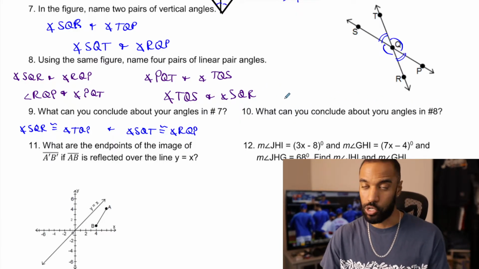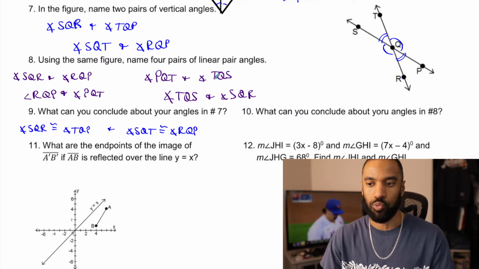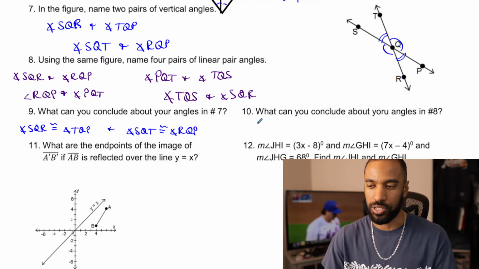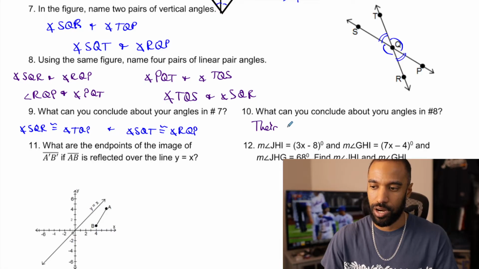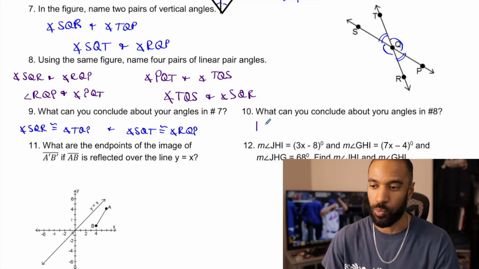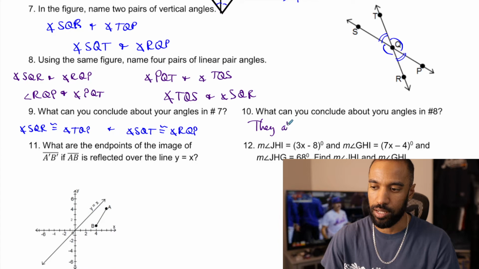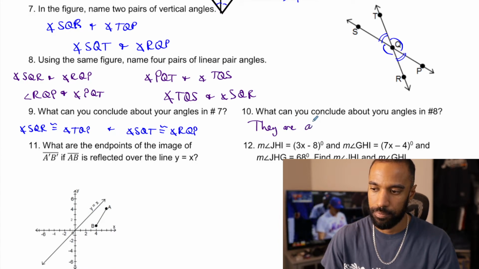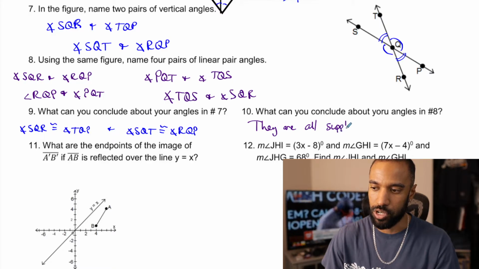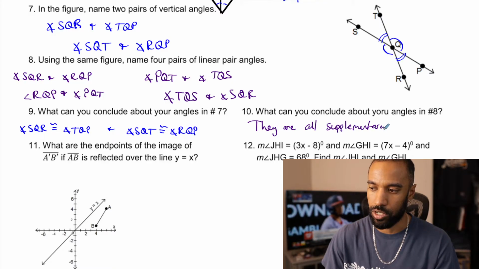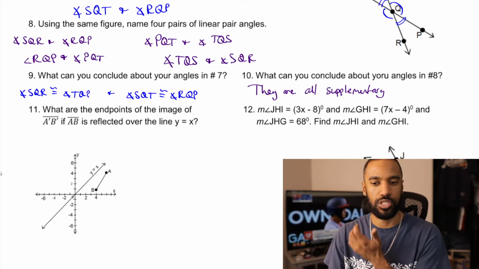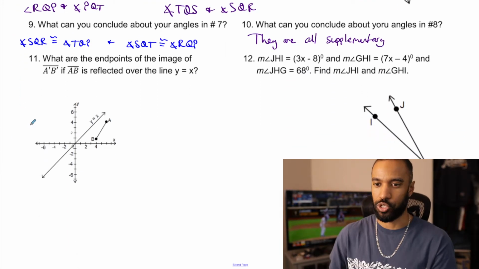All of these pairs are supplementary. I'm not going to write and say each one is supplementary, but their measures are supplementary. Excuse me, their measures add to 180. They are all supplementary. So remember that. Linear pairs are supplementary. Vertical angles are congruent. Congruent, set them equal to each other. Supplementary, add their measures to 180.